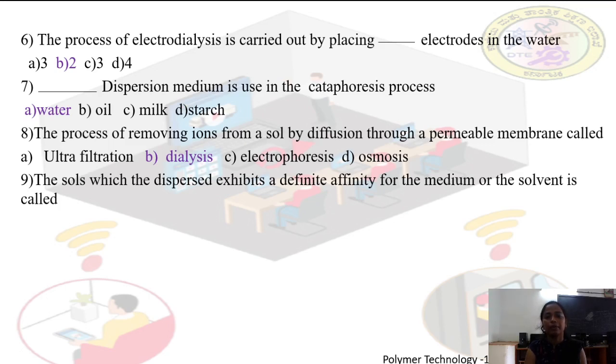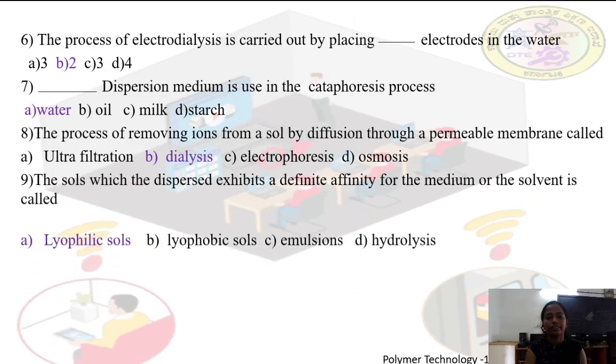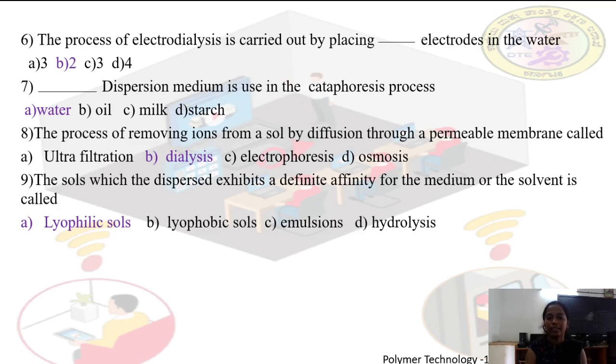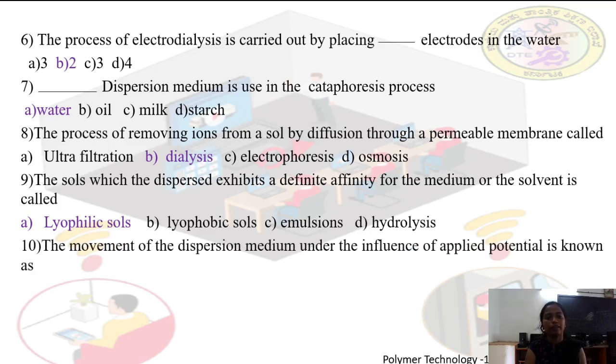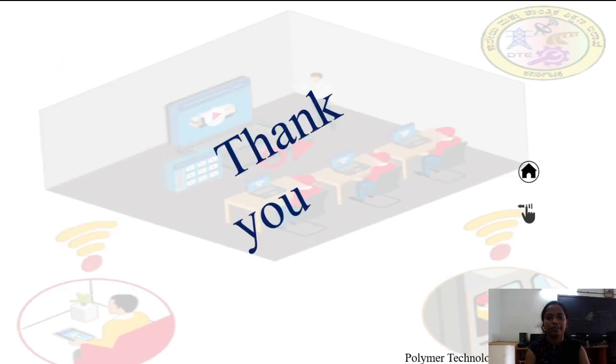The salts which are dispersed and exhibit a definite affinity for the medium or the solvent are called: A. Lyophilic salt, B. Lyophobic salt, C. Immersion, D. Hydrolysis. The answer is A, lyophilic salts. Question number 10. The movement of the dispersion medium under the influence of an applied potential is known as: A. Osmosis, B. Coagulation, C. Electroosmosis, D. Diffusion. The answer is C, electroosmosis. Thank you.